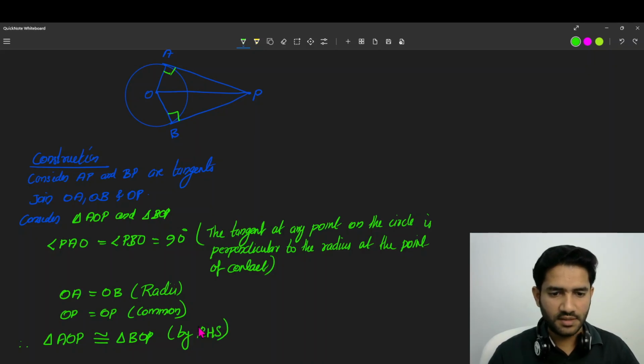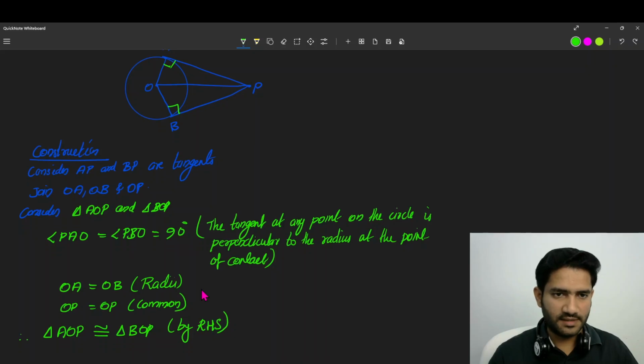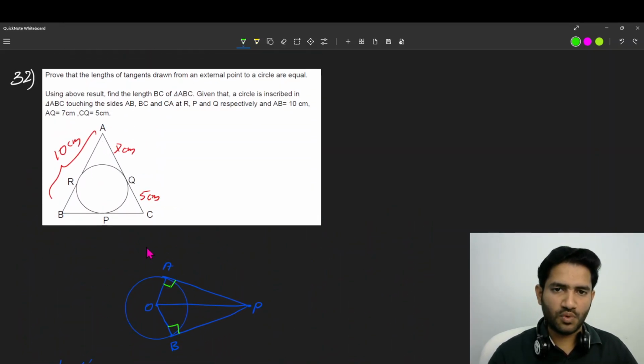Right angle, hypotenuse and one side are equal. So we can say that these two triangles are congruent. Then by CPCT, we can say that AP equals BP. Okay, so that's the first question we wanted to prove. Second one.